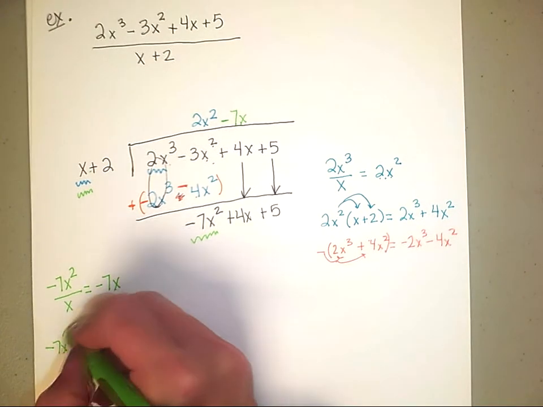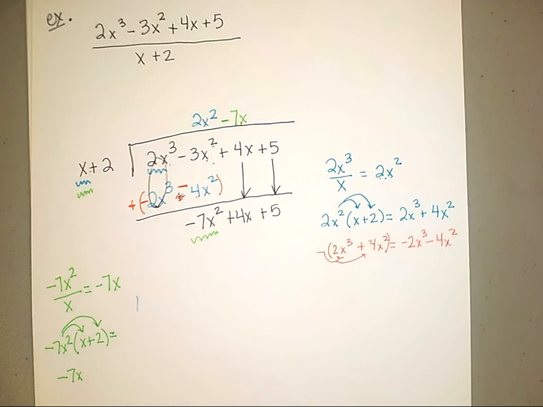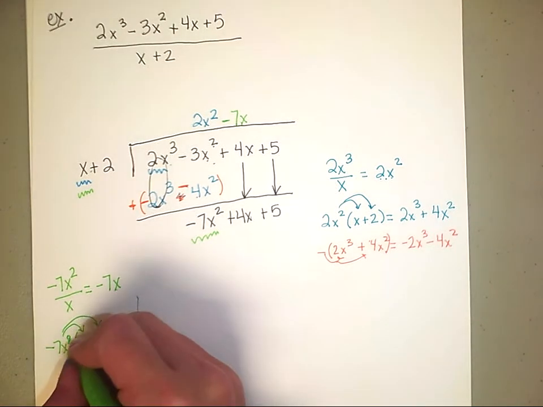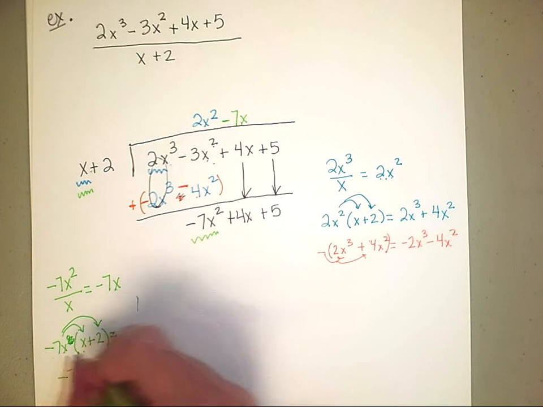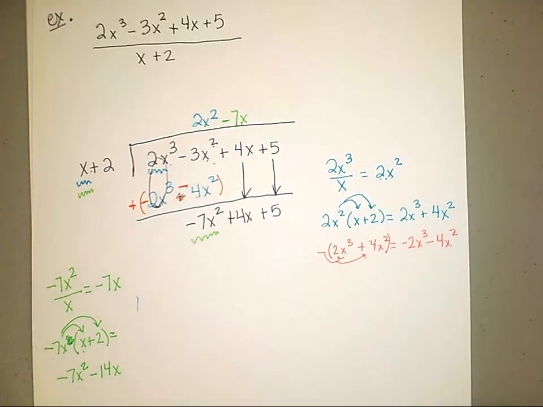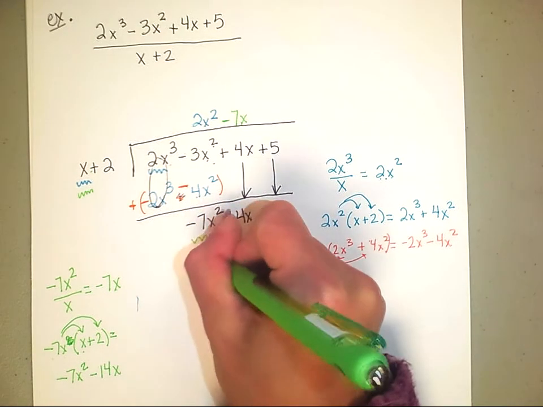And then we're going to distribute this through. So minus 7x times x is minus 7x squared, minus 14x. So that's what we'll write down here.